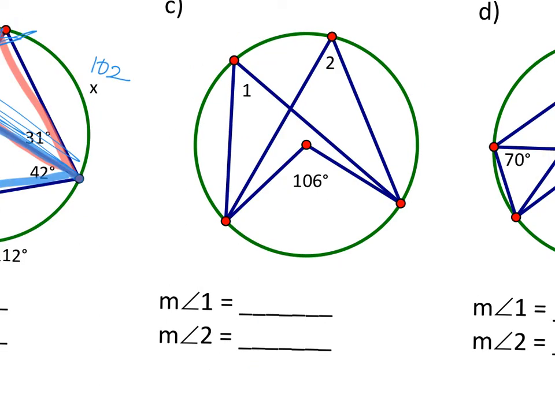In this problem, the central angle is 106, so if I mark that as the measure of the arc, then that 106 collapses to both the 1 and the 2. So 1 and 2 are both inscribed angles of the intercepted arc 106, so they're both 53.